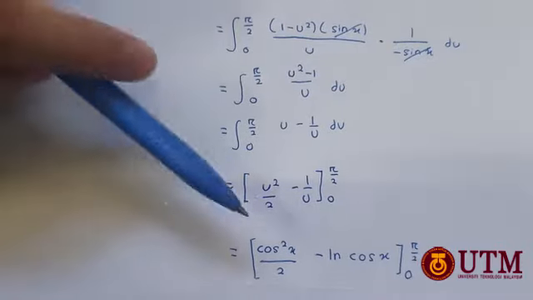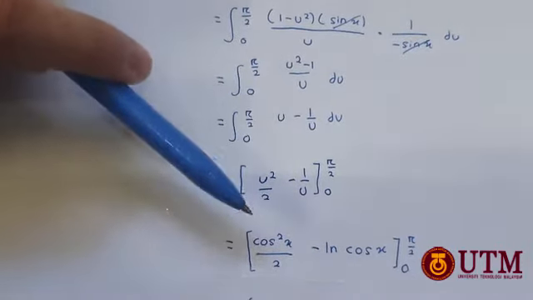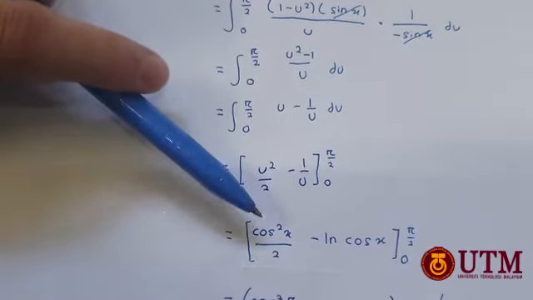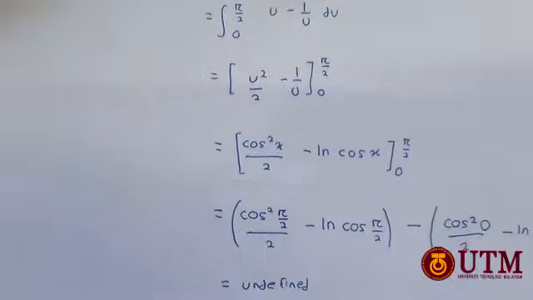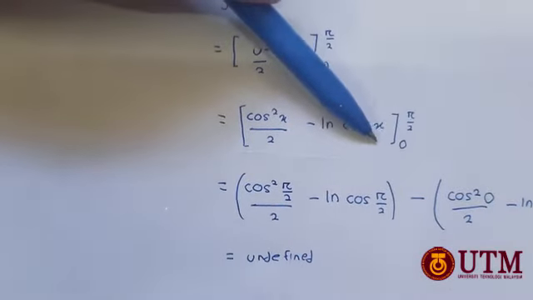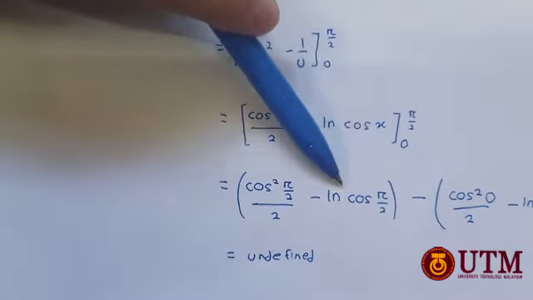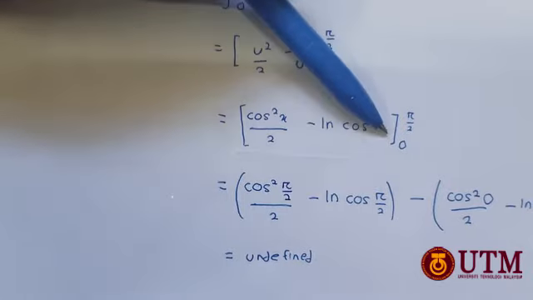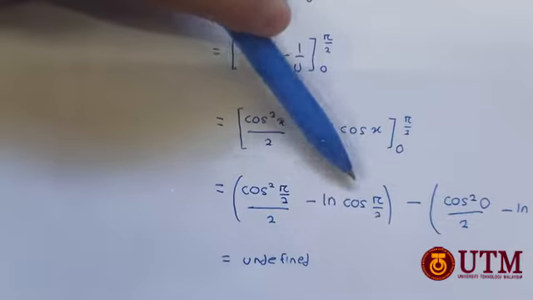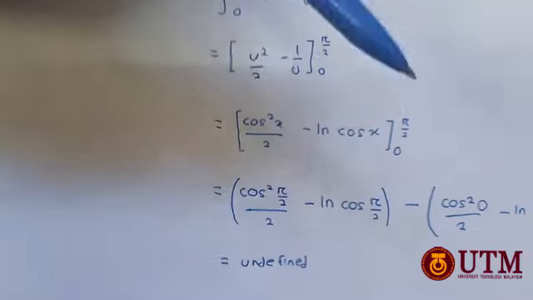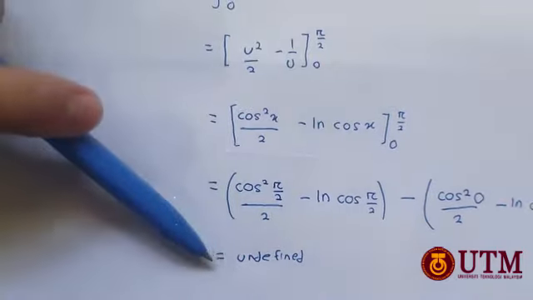And then we substitute back u as cos x, and we will get cos square x over 2 minus ln cos x. And then when we substitute the values of pi over 2 and 0, you can see here when we substitute pi over 2, we get ln cos pi over 2, which is equal to ln cos 0, which is undefined. And then the answer for this question is also undefined.